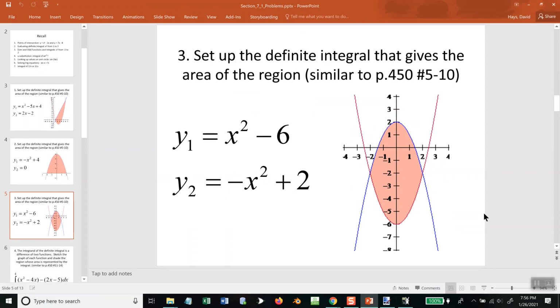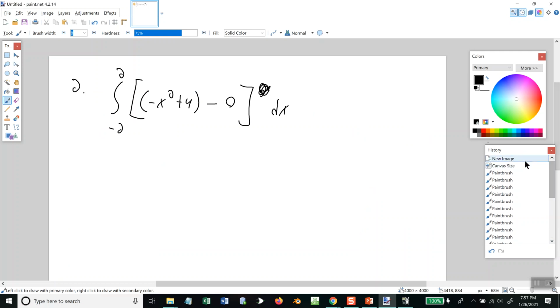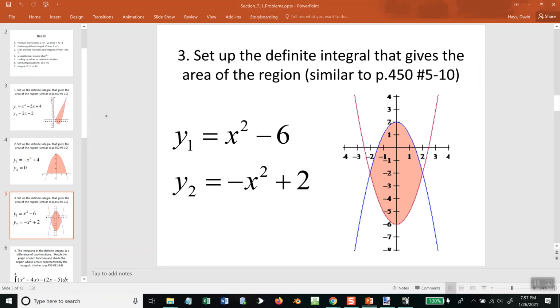Now, which one's the blue here? Y2. Because negative before the x squared means it's reflected, flipped upside down, right? So, if you don't remember that, again, you can graph it and see it and so forth. But I'm assuming negative 2 to 2.